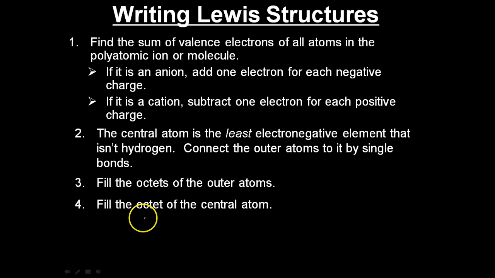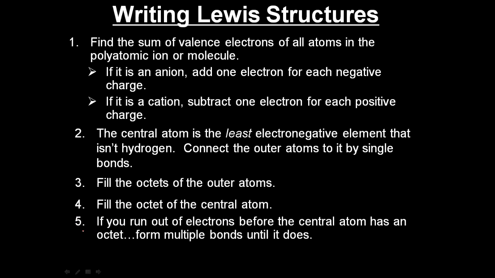Finally, you fill out the octet of the central atom, and then you do a check of how many electrons you used. If you ended up using fewer electrons than what you're supposed to use, we'll talk about that in a little bit. But if you end up using too many electrons, you need to form some number of multiple bonds. Enough double bonds that you will be able to have the correct number of electrons in your Lewis structure.